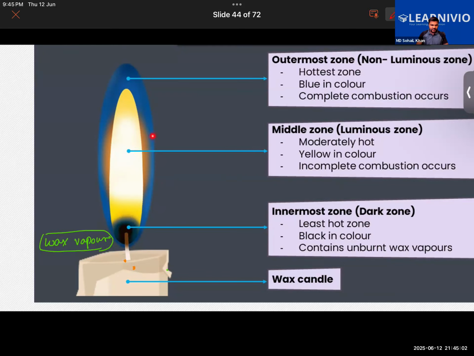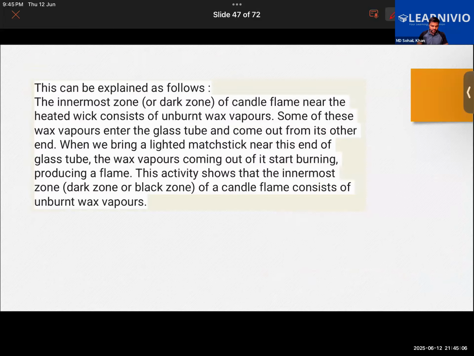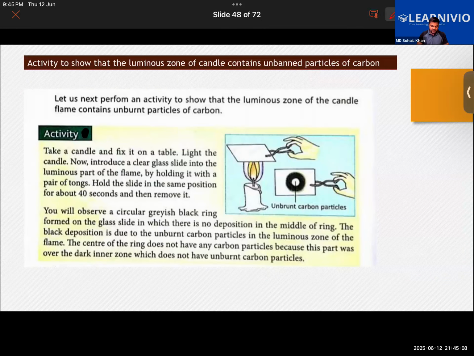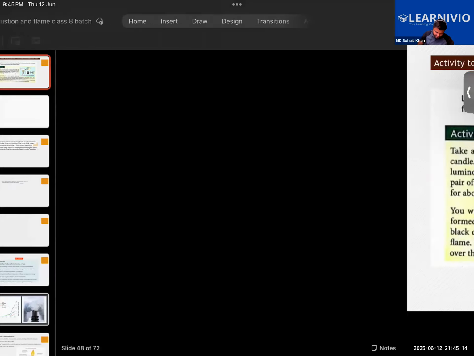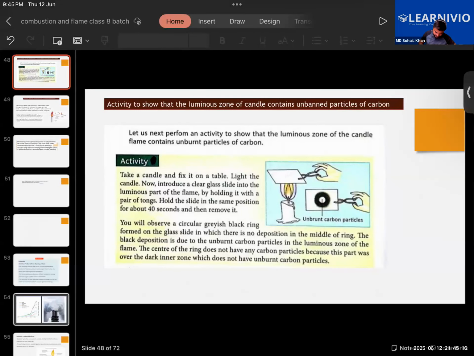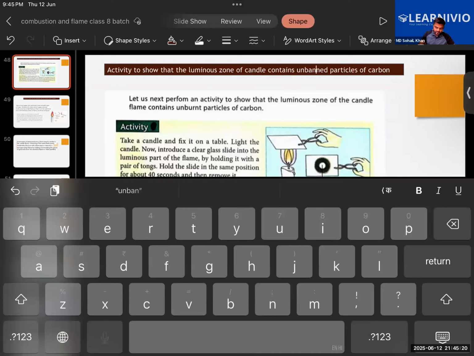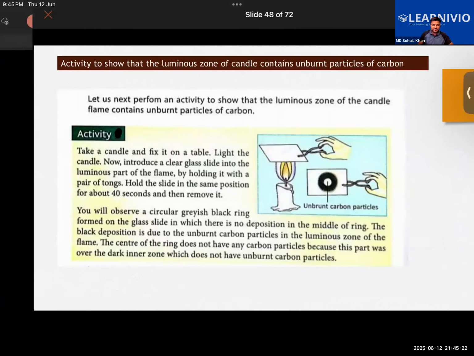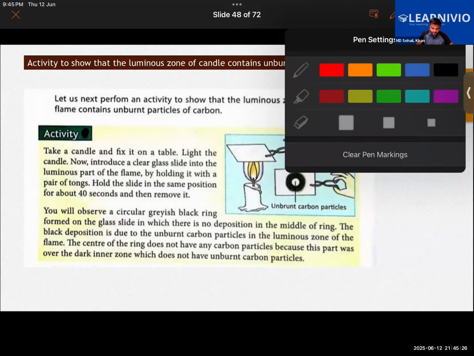Now, in another activity, we are going to show that this luminous zone, that is the middle zone, contains unburnt particles of carbon. Okay, now let me actually correct this. Not unburnt, but it's actually particles of carbon. Okay, so let us understand how we can show that.